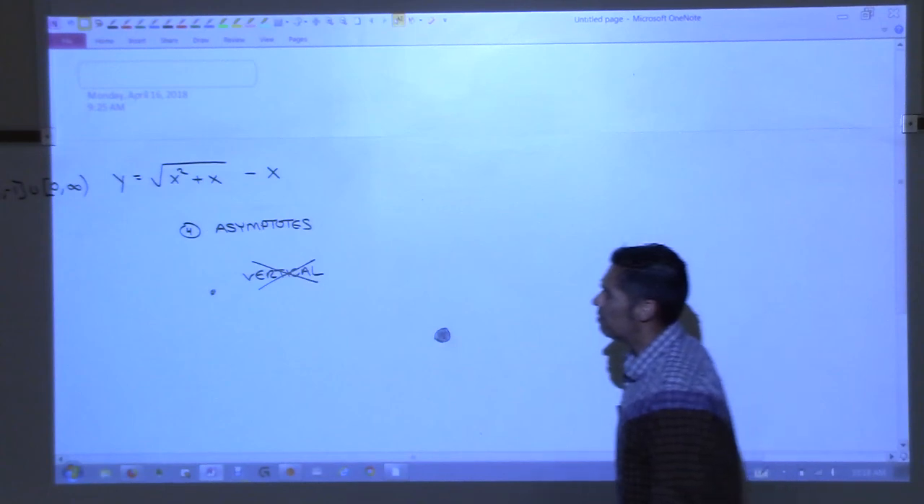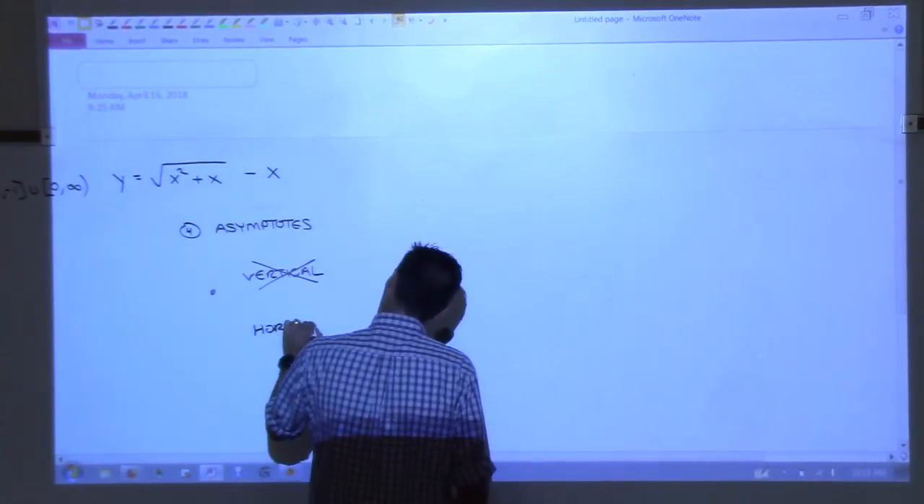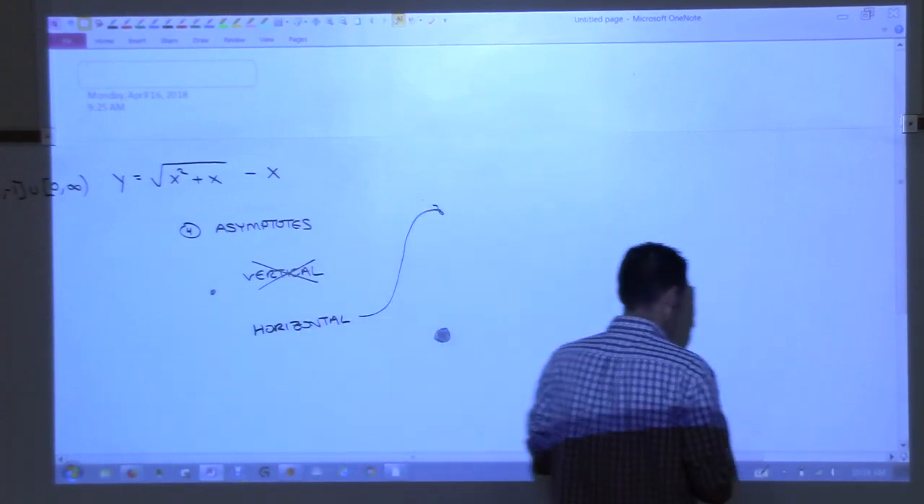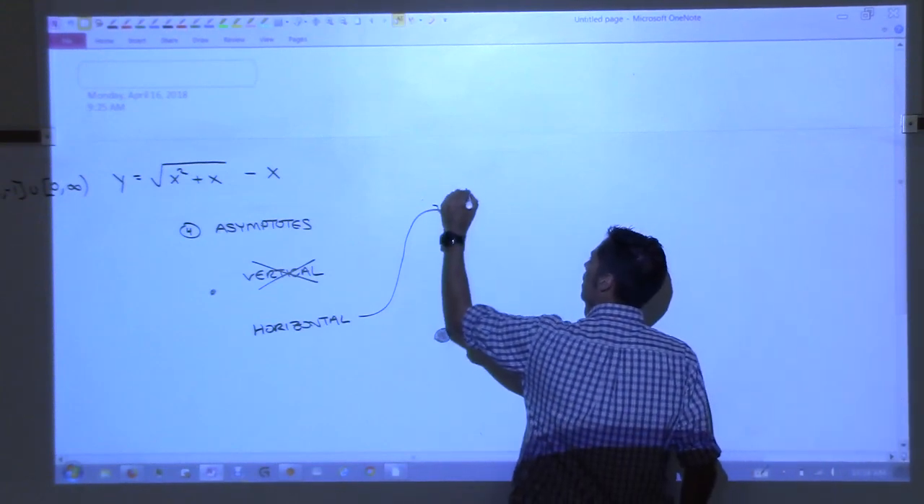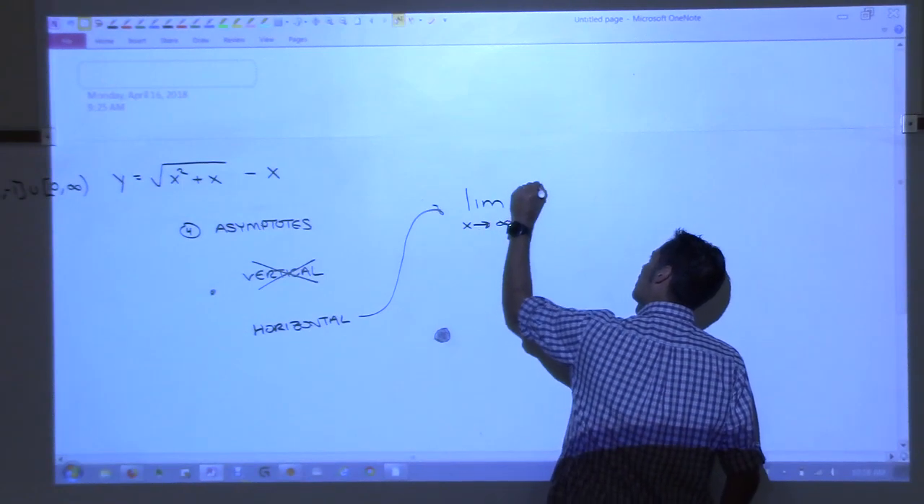What about horizontal? OK, well, to do that, we have to do two limits, don't we? Let's do them one at a time. Let's do the limit as x goes to infinity. Oh, this is going to be nice.